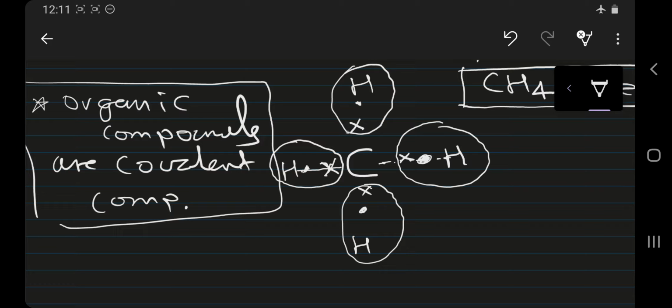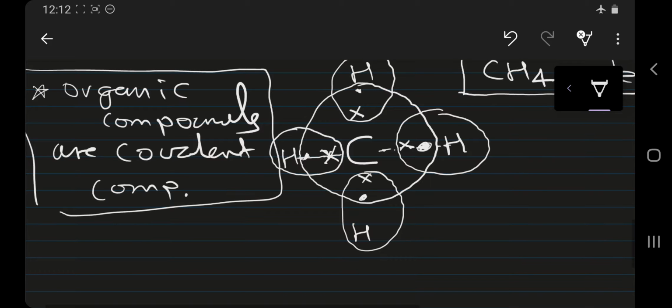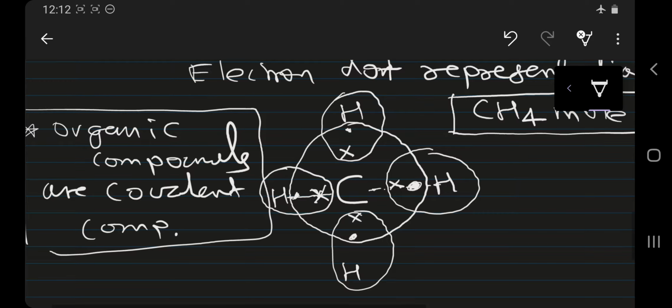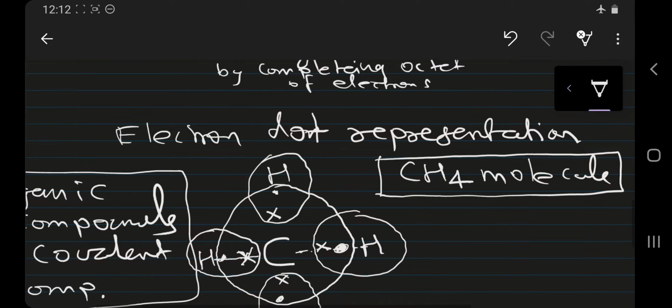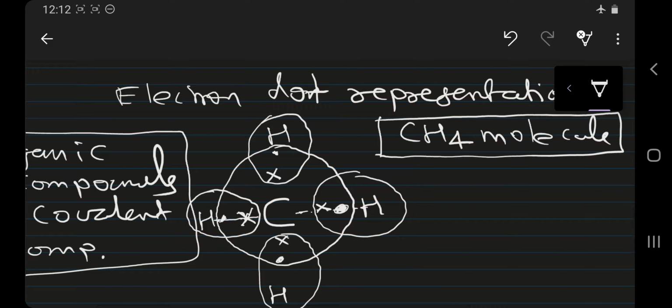If it is so, then carbon is getting 8 electrons. These are basically the shared electrons. So we can show the octet of carbon by drawing this circle. That means carbon is getting 8 electrons, thereby satisfying the octet rule, or its natural instinct of getting 8 electrons in the outermost orbit. Now the electron dot representation of the CH4 molecule will be like this.